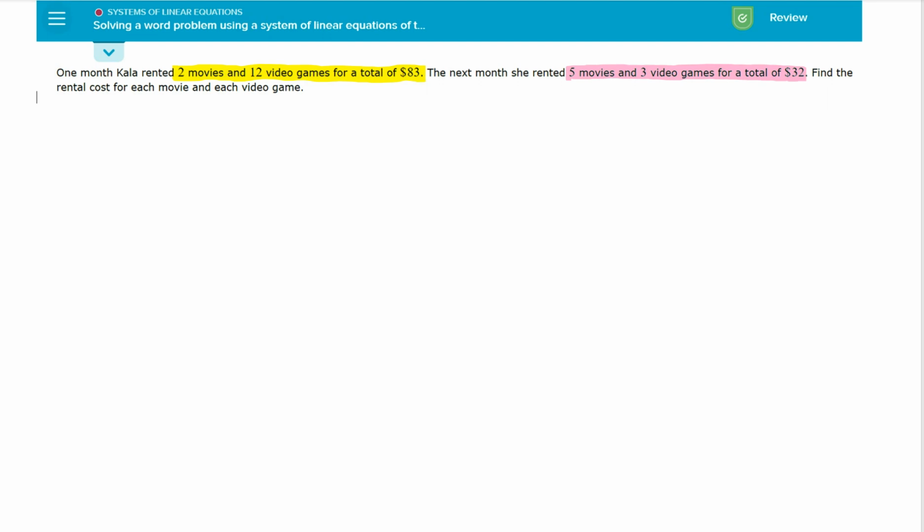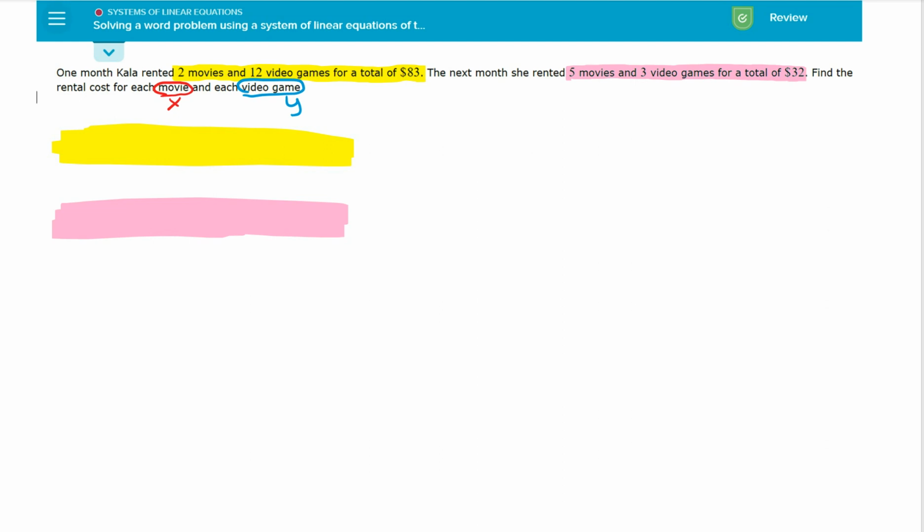So, I got 2 equations here, my yellow one and my pink one. Now, they want to know the rental cost for each movie and each video game. I am going to make movies my X and video games my Y. I suppose you could use M and V if you want.